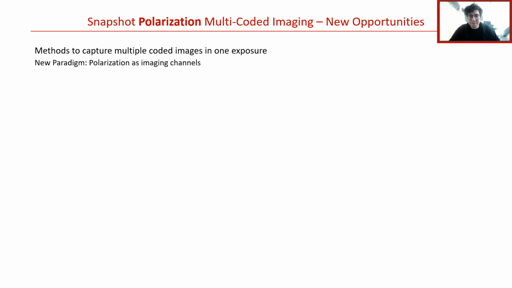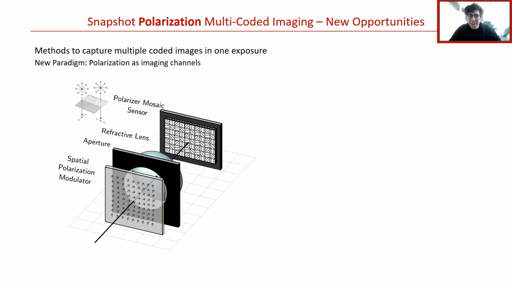The general schematic for these systems is very similar, but instead of a mosaic of spectral filters above the photosensor's pixels, we now employ an array of linear polarizers. Analogous to before, we classify these systems as snapshot polarization multi-coded imaging systems. It is worth knowing that photosensors with a 2x2 tiling of polarizers at 4 different angles, as shown here, have become commercially available over the last 5 years and can be purchased at just about any optics retailer.